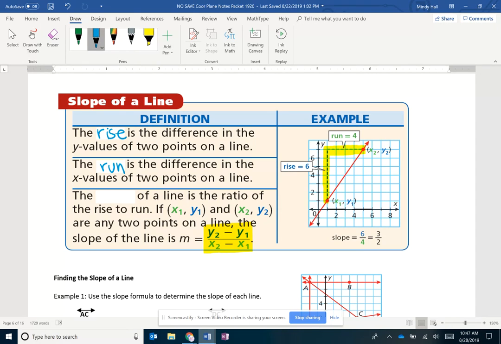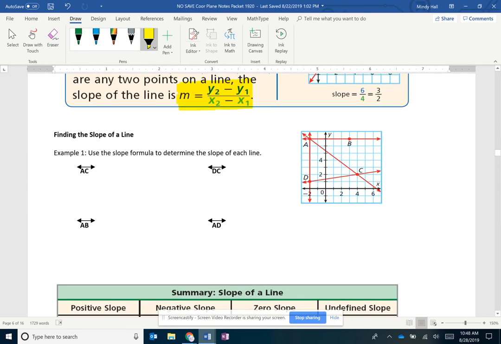So the slope of a line is the ratio of the rise to the run. So if (x1, y1) and (x2, y2) are any 2 points on the line, the slope of the line is m equals y2 minus y1 over x2 minus x1, or difference in y's over difference in x.